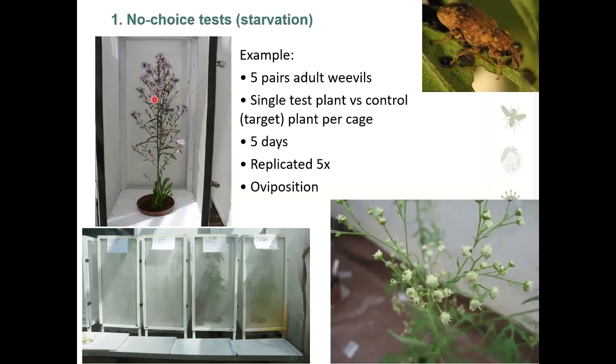Up here, this is our test plant. This is our control plant, Parthenium. So this would be in a separate cage, and we would expose them. And at the end of this, we would count the number of eggs that are laid on the flowers.